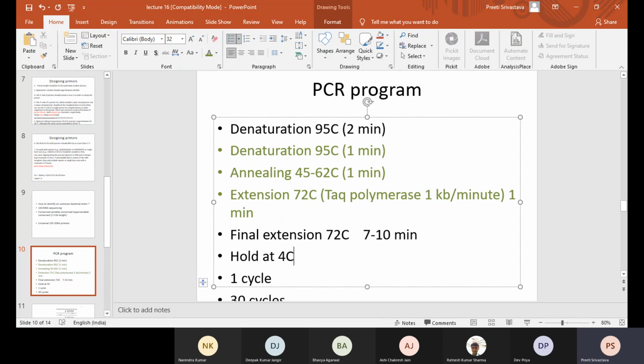I hope from today's class that the various rules of designing PCR primers are clear, writing a PCR program is clear, and calculation of melting temperatures is clear. And I hope you can design PCR primers considering the melting temperature and the various rules. Yes, ma'am. Ma'am, this timing of 2 minutes, 1 minute, 1 minute, we have to set in the PCR machine whenever we do? Yes, yes.